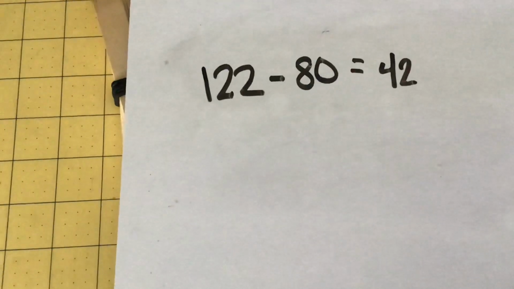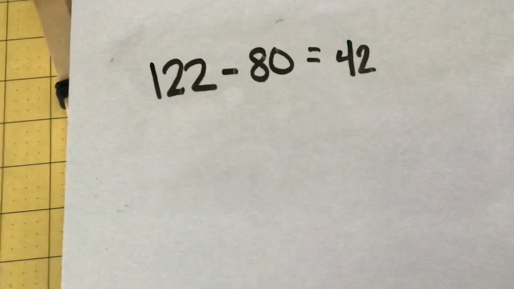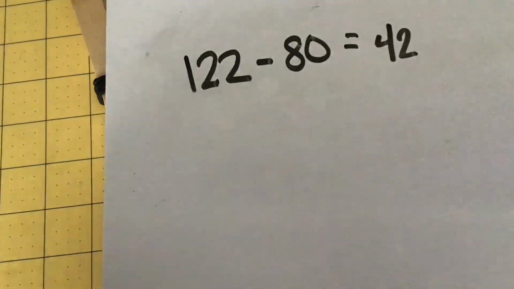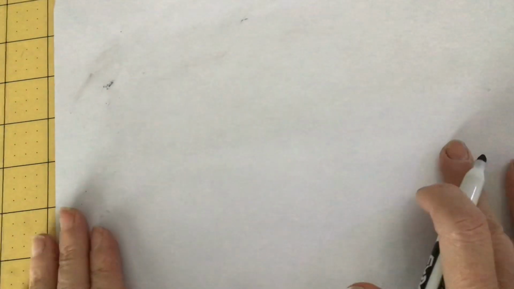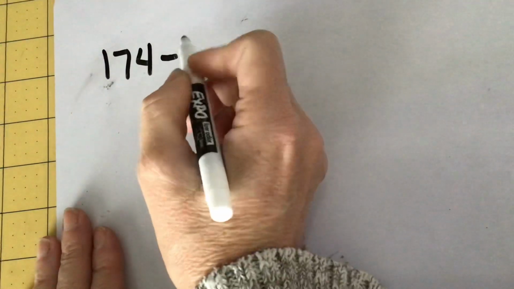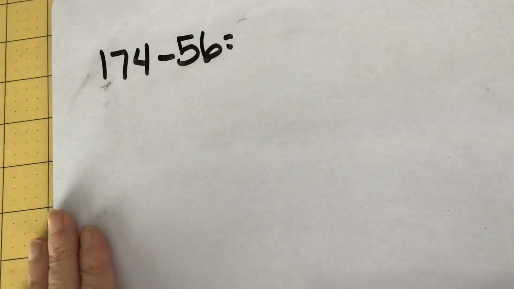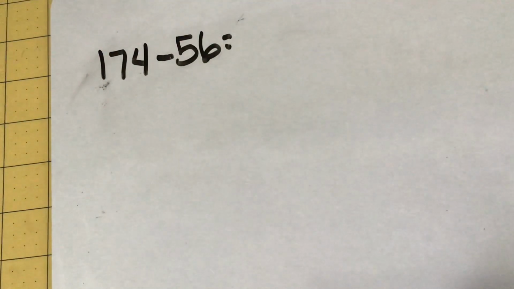All right, what if you don't have all of these sticks in order for you to break it out this way? Let's see if we can draw a picture to help us decompose some numbers. Let's look at the problem: 174 minus 56. We can draw a picture to help us see how to decompose.